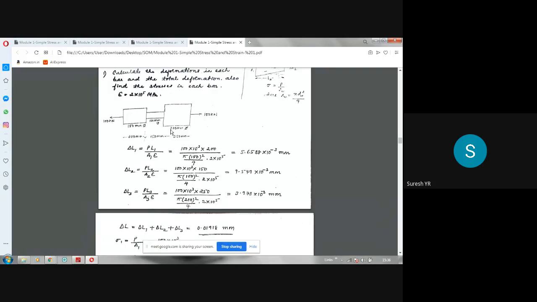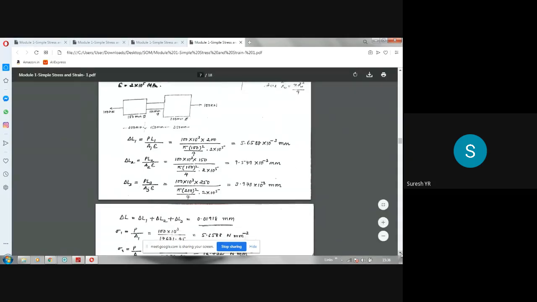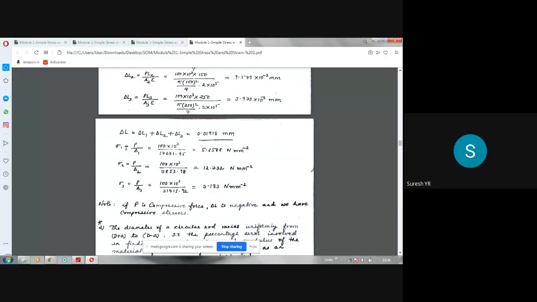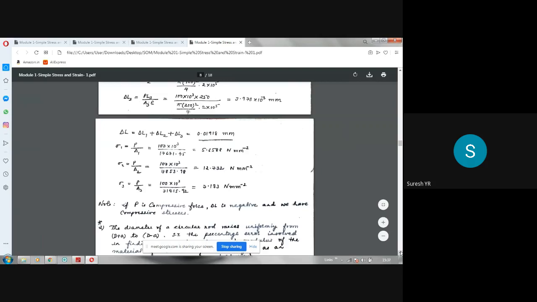Otherwise, you can do it in another way. After finding stress also, you can find out strain. According to Hooke's law, stress is directly proportional to strain. That means sigma 1 is directly proportional to epsilon 1, or you can write sigma 1 is equal to E into epsilon 1. Therefore, epsilon 1 is equal to sigma 1 divided by E. If you substitute for sigma 1 and E, then also you will get same value. Epsilon 2 will be sigma 2 divided by E. Epsilon 3 will be sigma 3 divided by E. So like that we can find, like this or like that, and you will get the same answer. So strain can be found out in two ways.